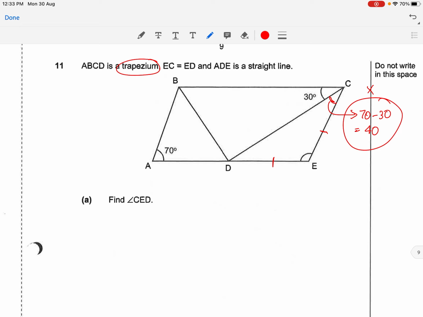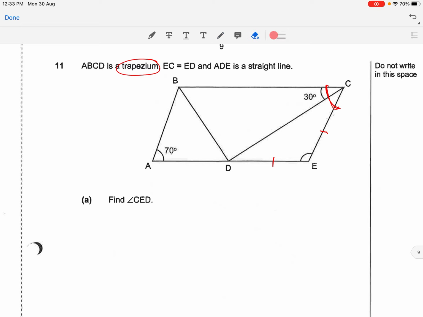Because you made the assumption that it's a parallelogram, therefore everything from here on is wrong because you already assumed the wrong property. You assumed that opposite sides is 70, which is not true because it is not a parallelogram, it is a trapezium. And where is the trapezium? You must actually use your highlighter or trace the figure to try and find out where is the trapezium.